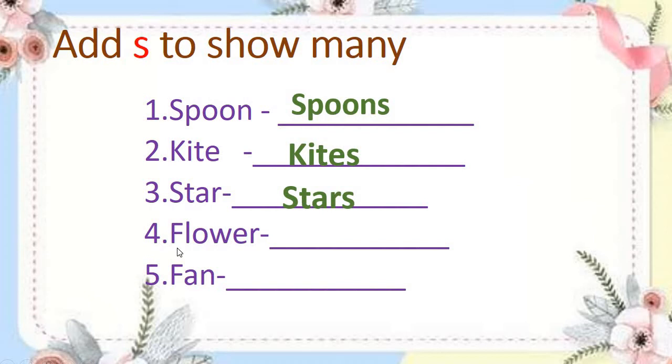Now see number 4. Flower. There is only one flower. But I want to show many flowers. What do I have to add here? Yes, you all know the answer.